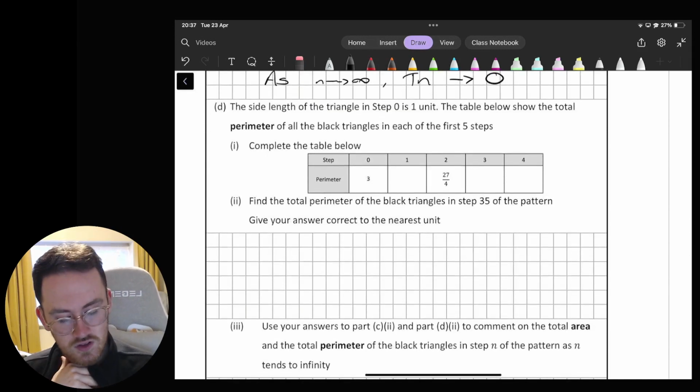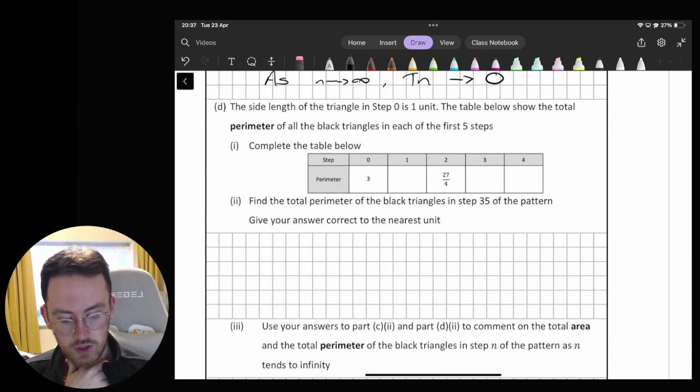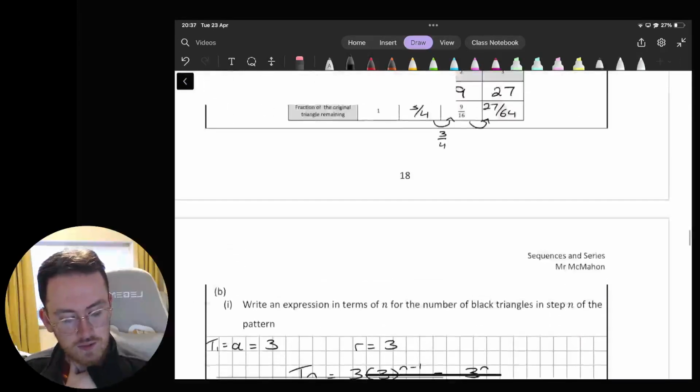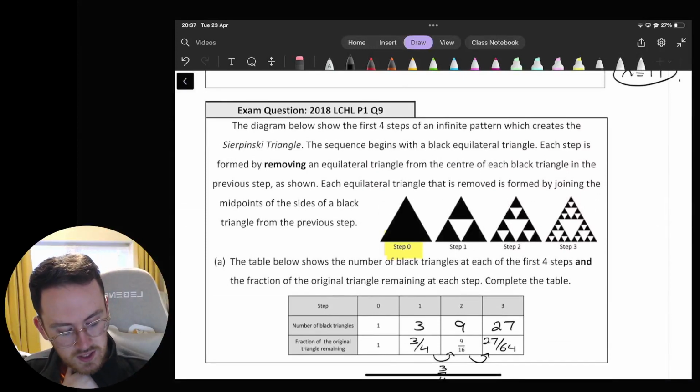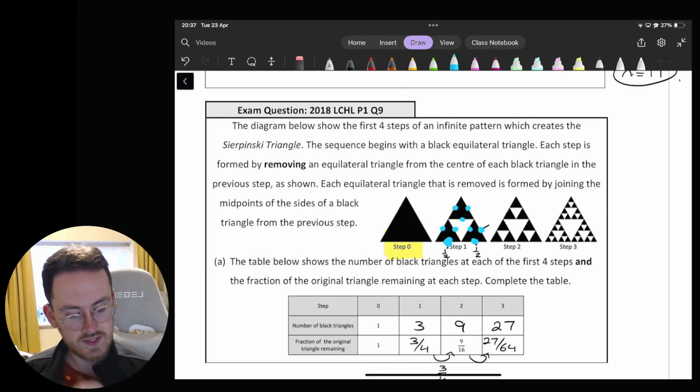The side length of the triangle in step 0 is 1 unit. The table below shows the total perimeter of all the black triangles in each of the first 5 steps. Complete the table below. So we start off with a perimeter of 3. If we look then at the perimeter for the next part, each of these parts here has a side length of a half. So that's 1 half, 2 halves, 3 halves. Let me use a different color here so we can actually see it. So 1 half, 2 half, 3 half, 4 half, 5 half, 6 half, 7 half, 8 half, 9 halves. So 9 over 2.